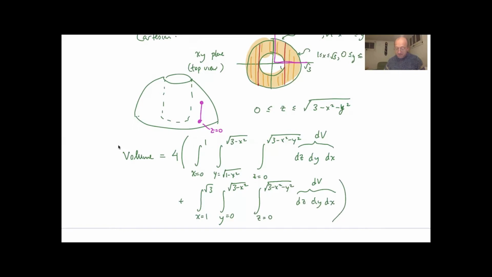It doesn't look great. The first integral, the z integral, it's certainly easy to integrate, no problem there. But next thing you know, for the y integral, we're going to have square root 3 minus x squared minus y squared as the function that we have to integrate with respect to y. It's not going to be impossible, but it's messy. And setting it up is messy.